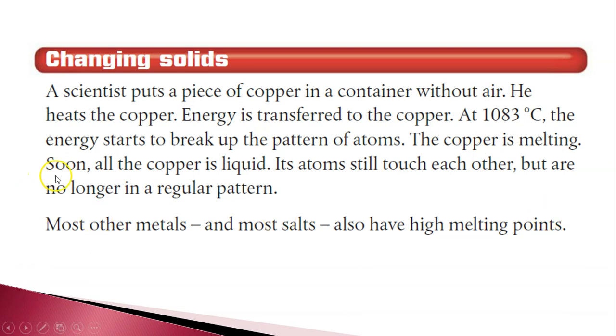Okay, so all the copper is liquid. Its atoms still touch each other. As you know, what is the difference in the structure of solid and liquid? In a solid, they are arranged in a regular pattern, while in a liquid they will be touching each other, but loosely. It will not be in a regular pattern. The same thing happens when the copper melts.